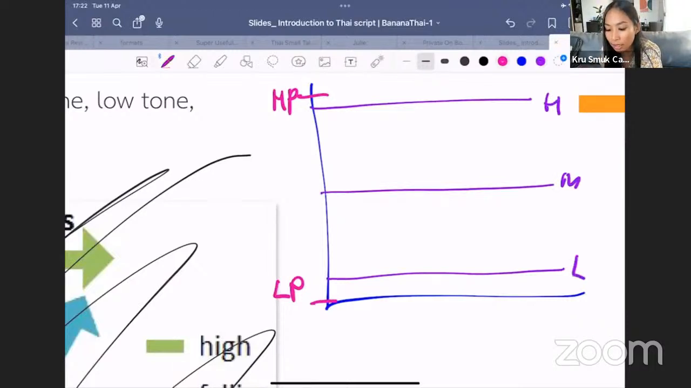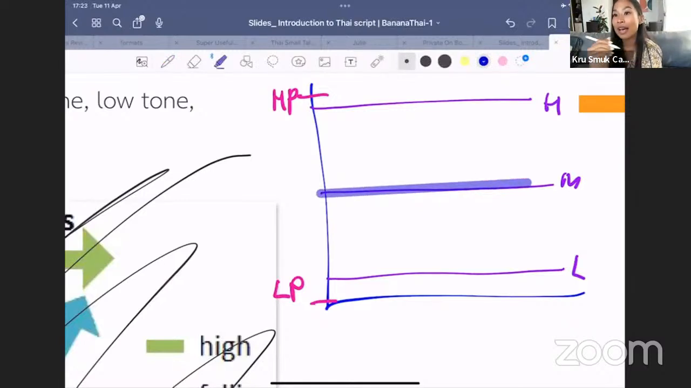This is about pitch, okay? And the first tone is flat tone. Flat tone goes like this. Straight. Ma, ma. That is the first tone. You don't have to remember what tone it is, but understand the concept of it first, okay? That is the first one. Ma. Everyone pronounce with me. Ma. Ma. Exactly.